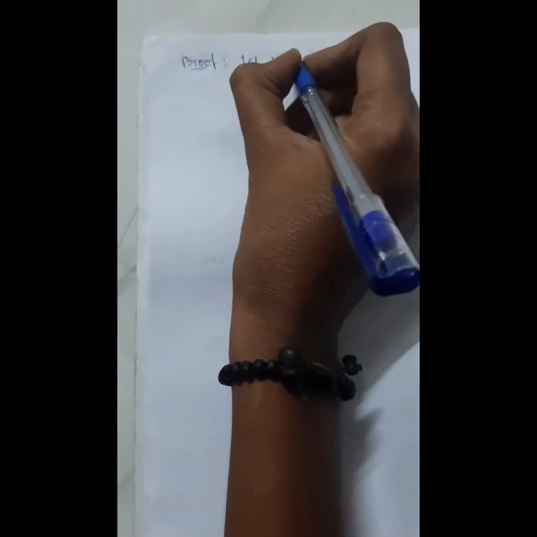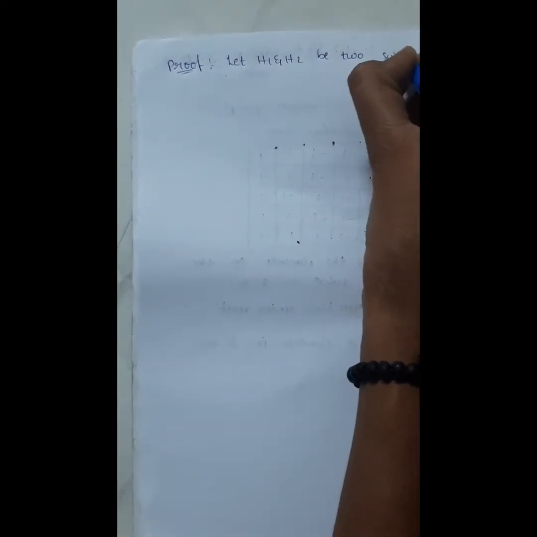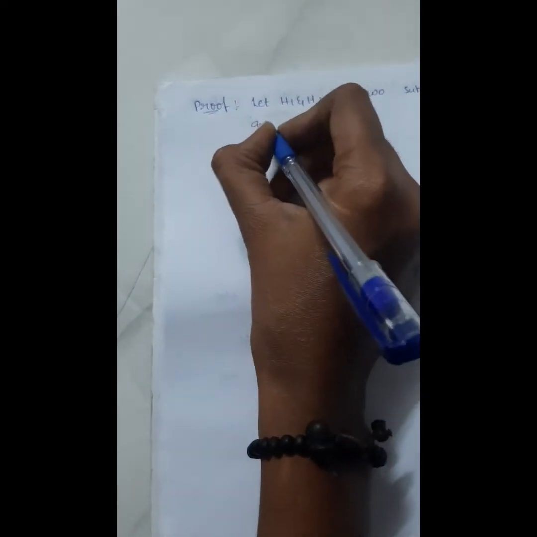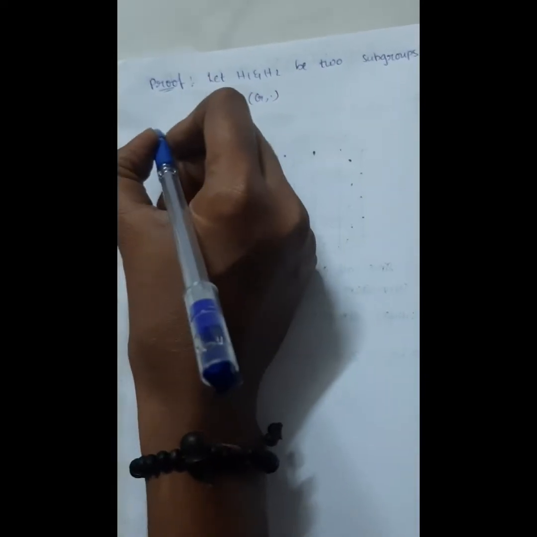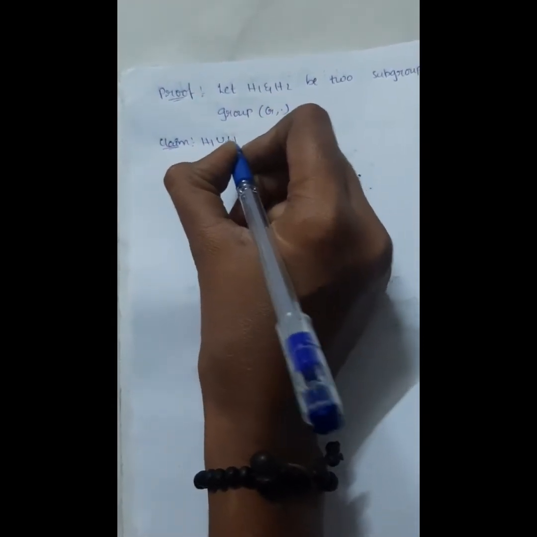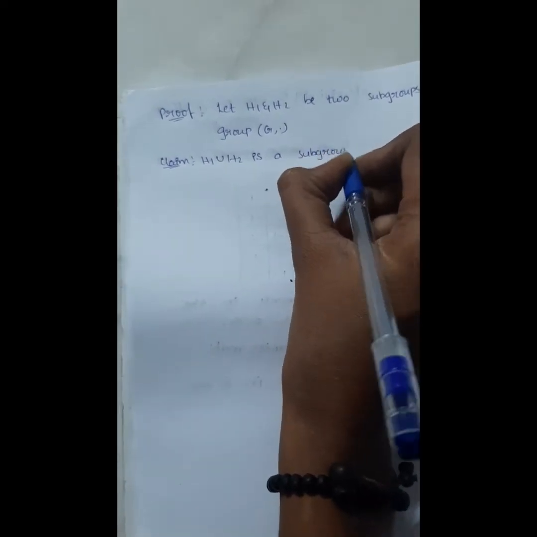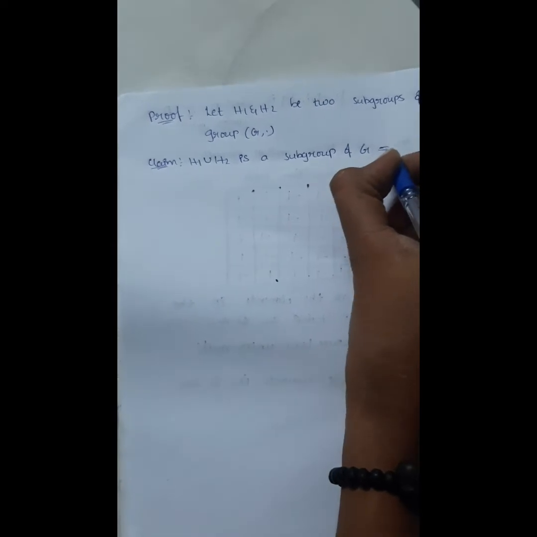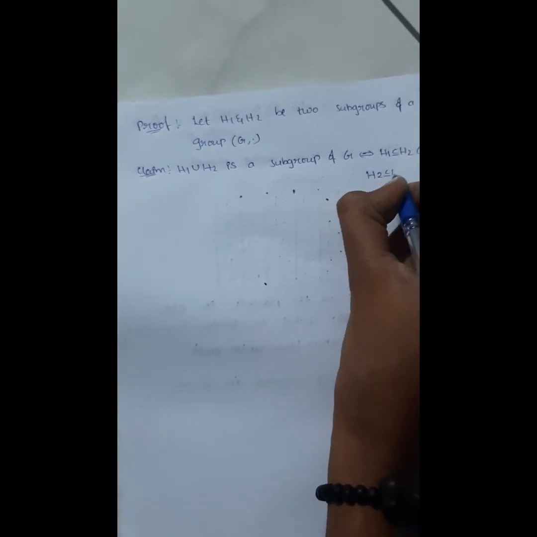Let H1 and H2 be two subgroups of a group G, dot. H1 intersection H2 is a subgroup of G. H1 is less than or equal to H2 or H2 is less than or equal to H1.